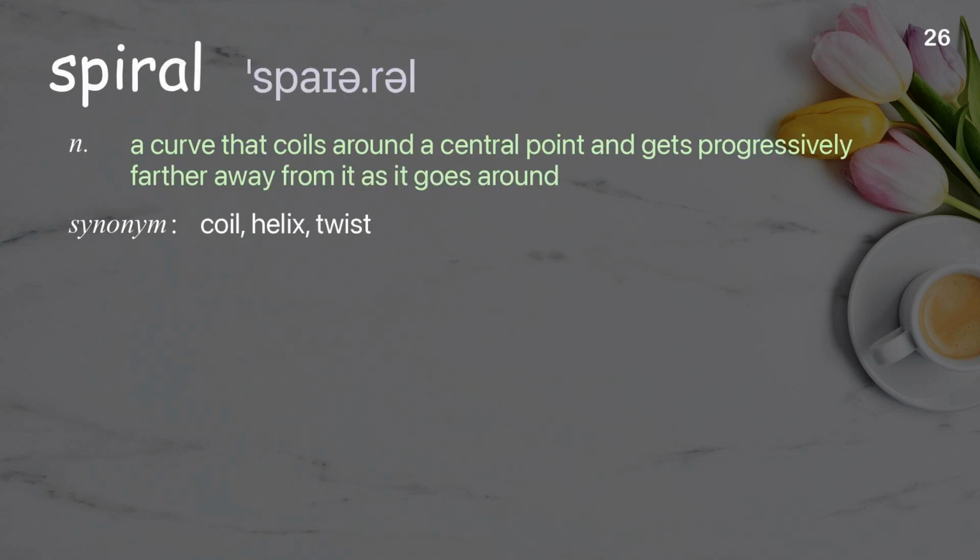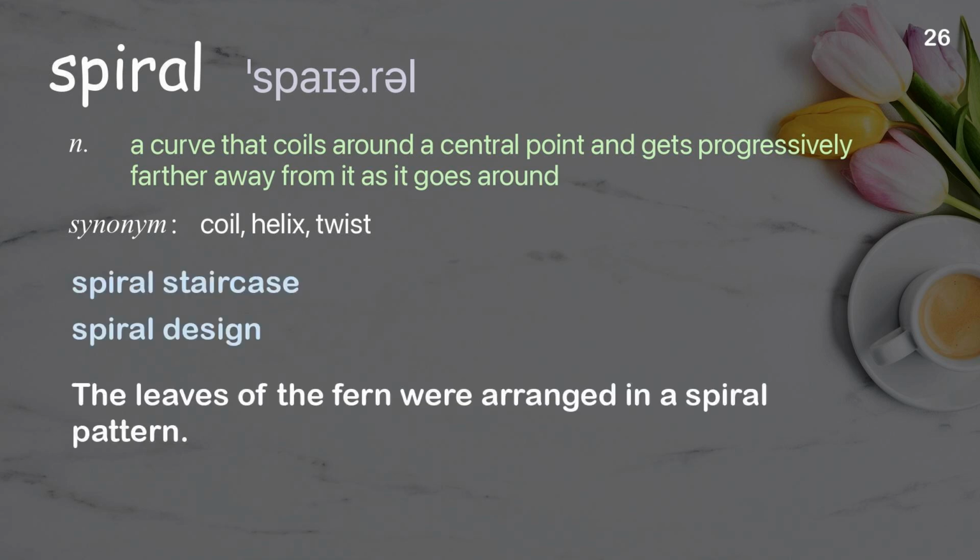Spiral. A curve that coils around a central point and gets progressively farther away from it as it goes around. Examples: Spiral staircase. Spiral design. The leaves of the fern were arranged in a spiral pattern.